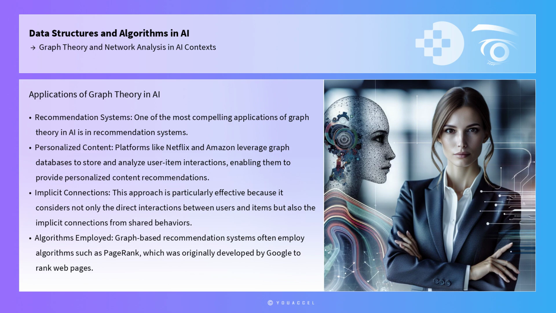One of the most compelling applications of graph theory in AI is in recommendation systems. Platforms like Netflix and Amazon leverage graph databases to store and analyze user-item interactions, enabling them to provide personalized content recommendations. This approach is particularly effective because it considers not only the direct interactions between users and items, but also the implicit connections that arise from shared user behaviors and preferences.